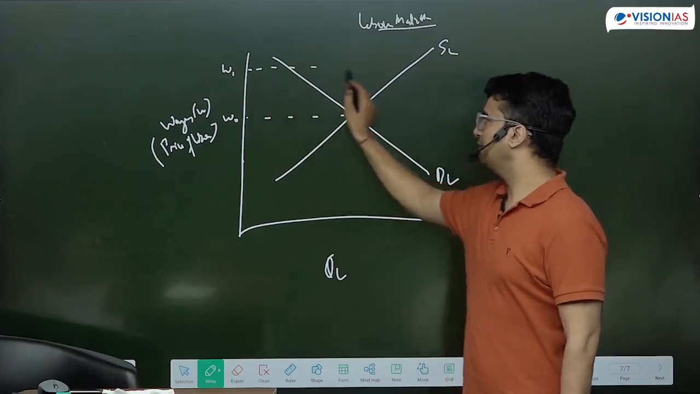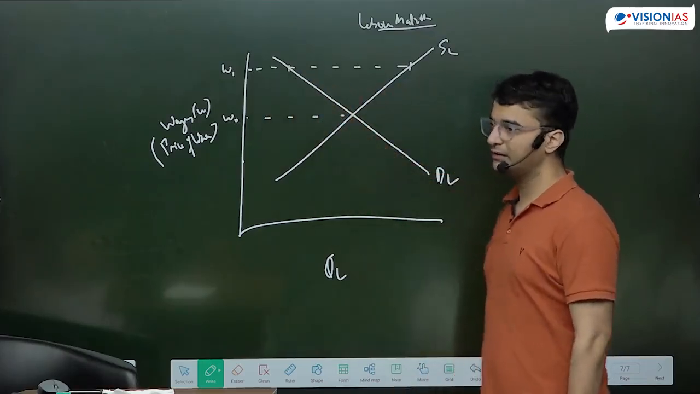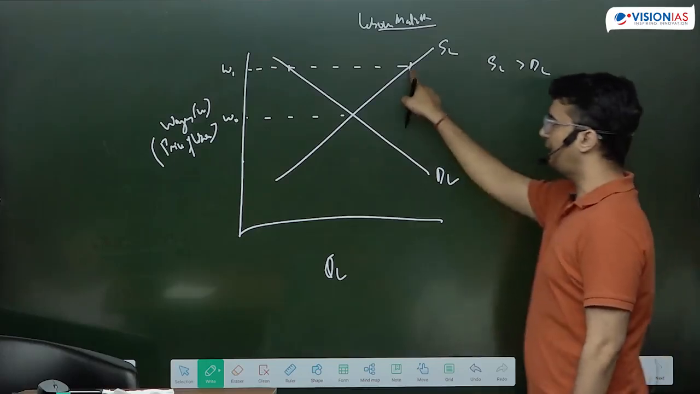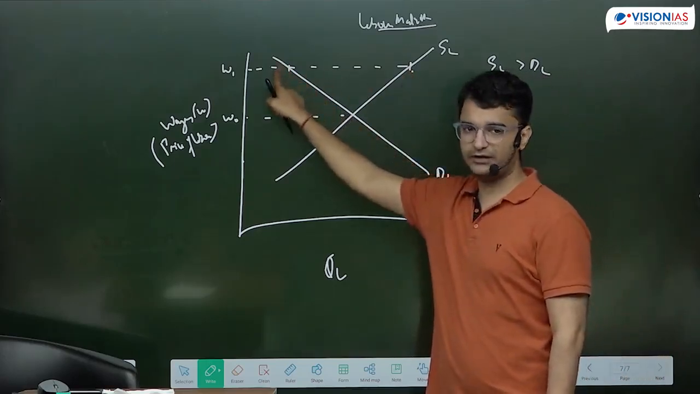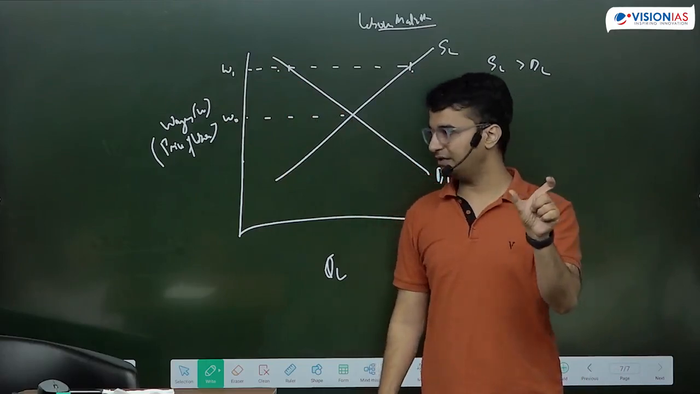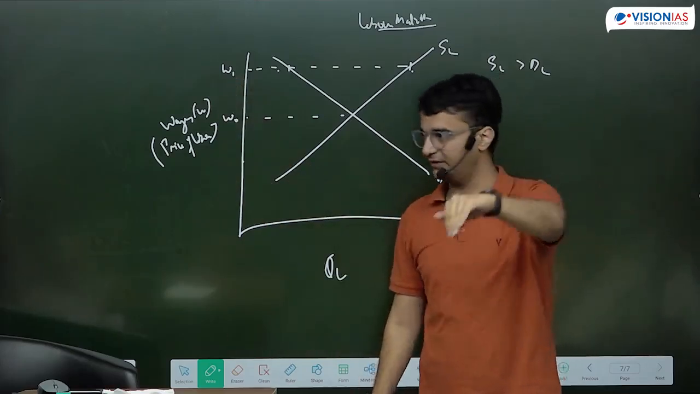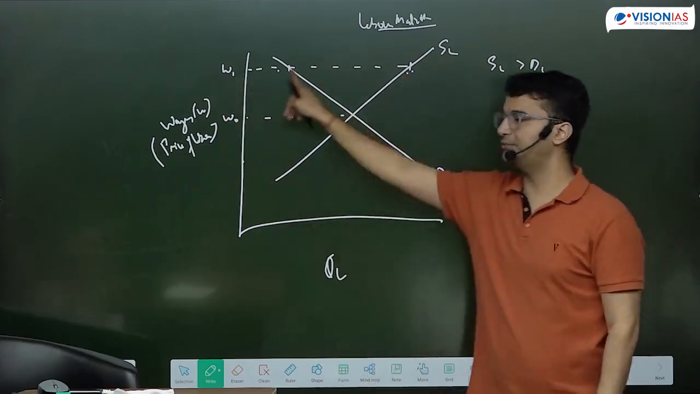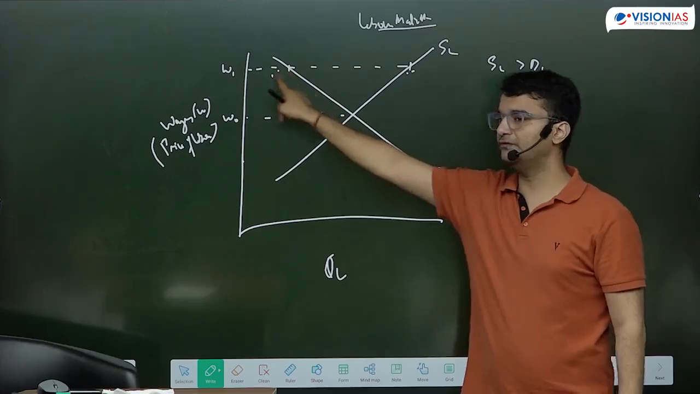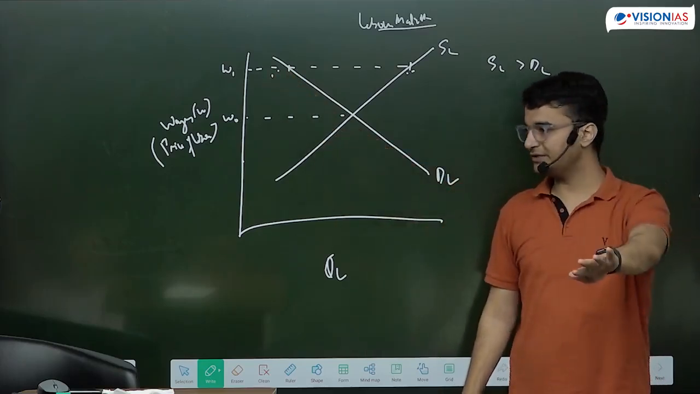At W1, you see here, there is a greater supply as compared to demand. SL is greater than DL. Supply of labor is more as compared to demand of labor. Because wages are higher, firms want to employ fewer people. But because wages are higher, more people are coming into the labor force. Supply of workers is more, demand of workers is less. Because supply of workers is more and demand is less, there will be some workers willing to work at lower wages.